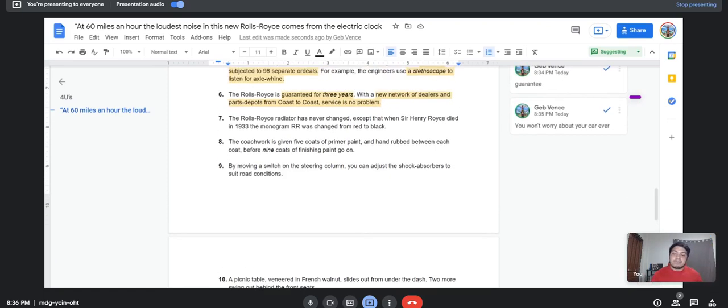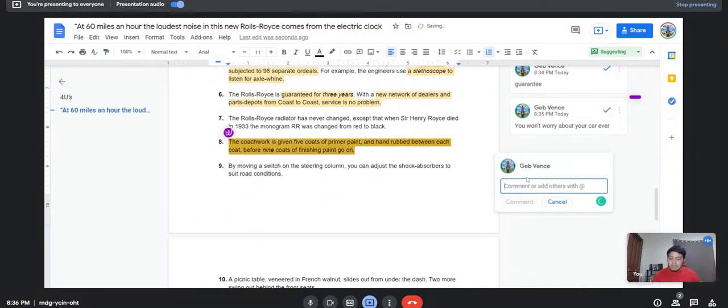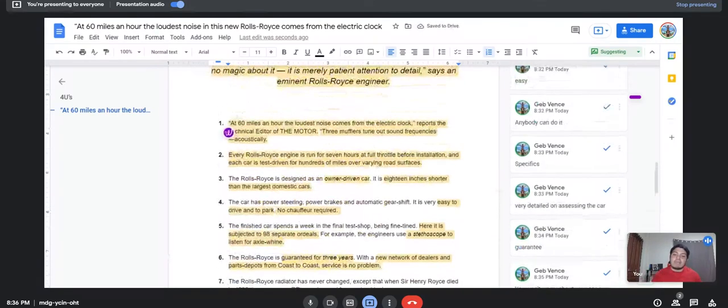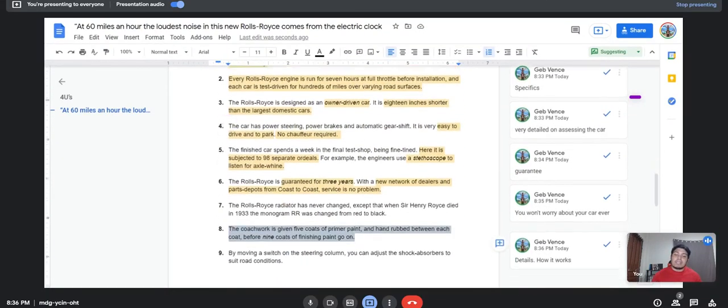Okay. Next, the coachwork is given 5 coats of primer paint and hand rub between each coat before 9 coats of finishing paint go on. So this whole area is talking about details. How it works. So, mind you guys, every single thing na sinasabi nila is already telling how it works and how it's gonna benefit you.